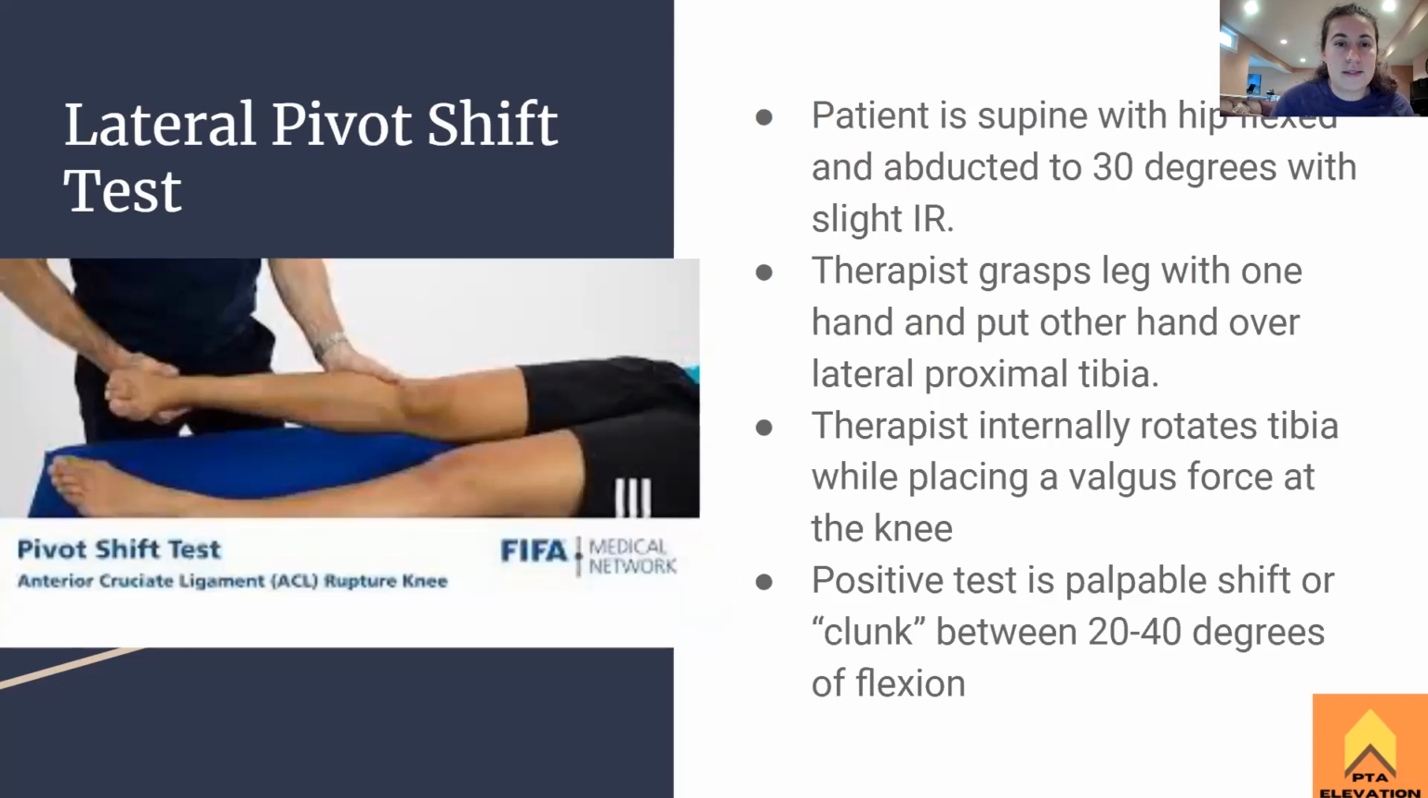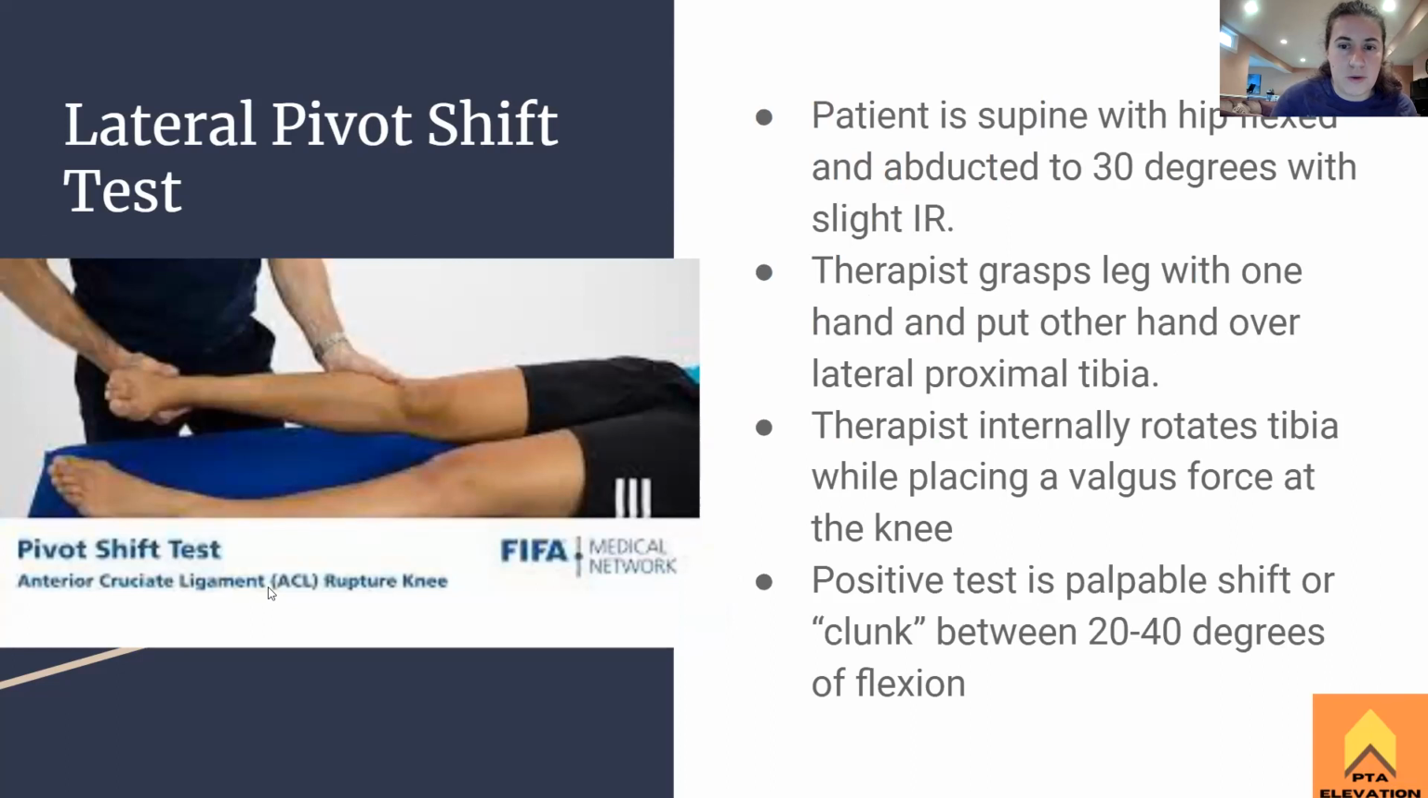Lateral pivot shift test, this is a lot less common, but the boards might ask you which one of these tests is not testing the ACL. And then just remember, the lateral pivot shift test also tests for ACL tears. So what we'll see, the patient is supine with the hip flexed just a little bit and abducted to 30 degrees. So it's kind of up and out a little bit.